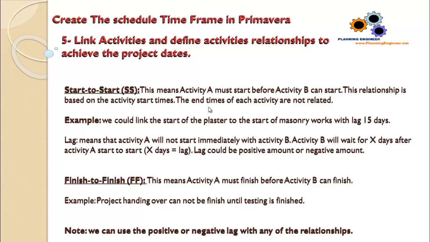Lag could be a positive amount, which means a delay, or a negative amount, which will be ahead of the other activity. We'll see this in detail now when we try to do our relationships. Finish to finish. This means activity A must finish before activity B can finish. Example, project handing over cannot be finished until testing is finished. Note, we can use the positive or negative lag with any of the relationships. Let's see how to do this in Primavera.